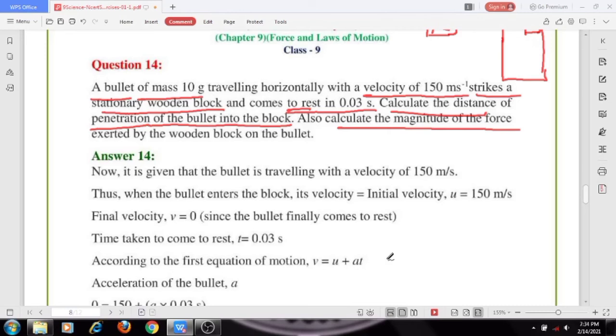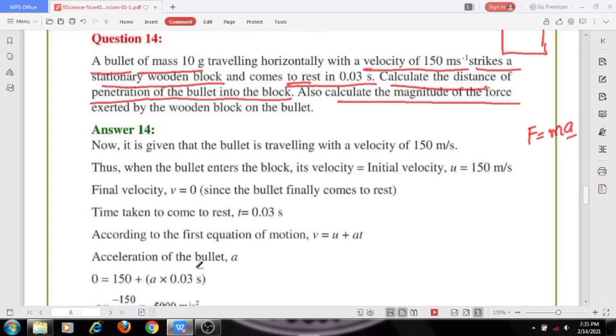You know why we need this formula? Because what are they asking us to calculate? To calculate the distance of penetration. That is, we need to find S. Along with that, we need force. And to find force, we know that F equal to m into a. We need acceleration. In this question, they have not given acceleration. So to find acceleration, we need this formula.